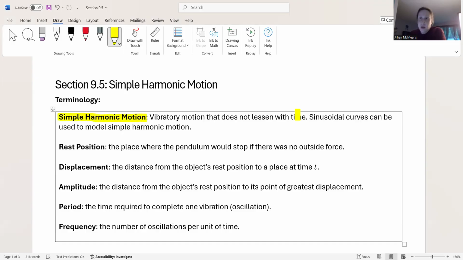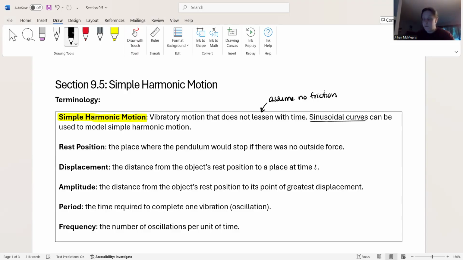So simple harmonic motion is vibratory motion that does not lessen with time. What we mean by that is assume no friction, okay? So there's nothing impacting the motion here. There's nothing slowing it down, okay? So we would say assume no friction, okay? And the cool thing about this is sinusoidal curves can be used to model simple harmonic motion. So that means we're going to be looking at sine and cosine waves, okay?